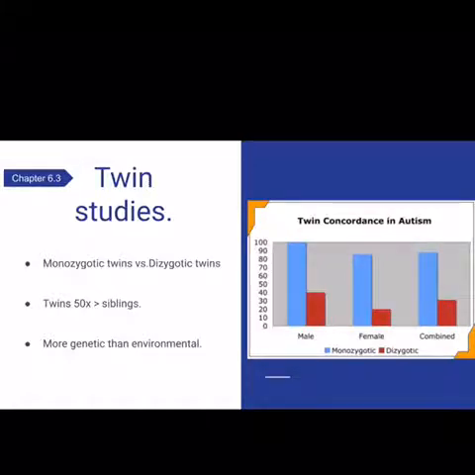In Chapter 6.3, we talked about how monozygotic twins and dizygotic twins help us know whether something is an environmental factor or a genetic factor. During this chapter, we looked at the concordance, which is the percentage in twin pairs that both twins will have a trait. We did this for many types of diseases or disorders.